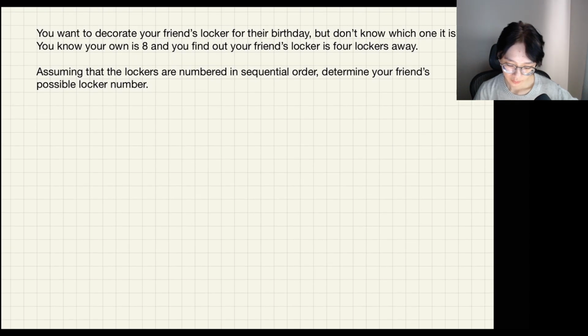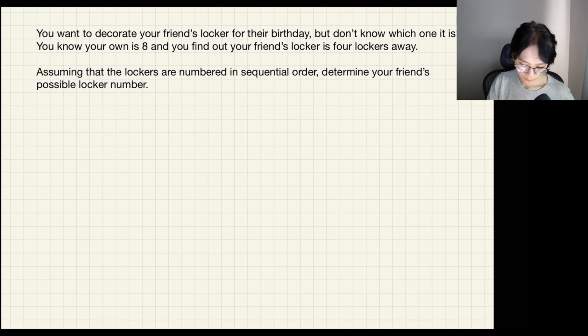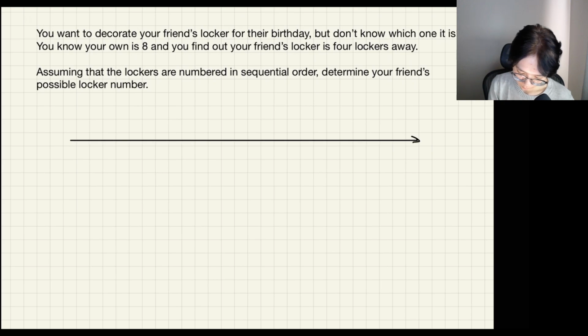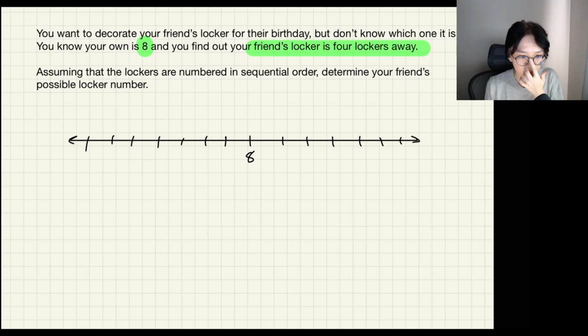So, lockers are in sequential order. 1, 2, 3, 4, 5, and so on and so forth. What if we draw a number line? We have our locker is 8. Our friend's locker is 4 lockers away. So 4 lockers away. What does that mean?